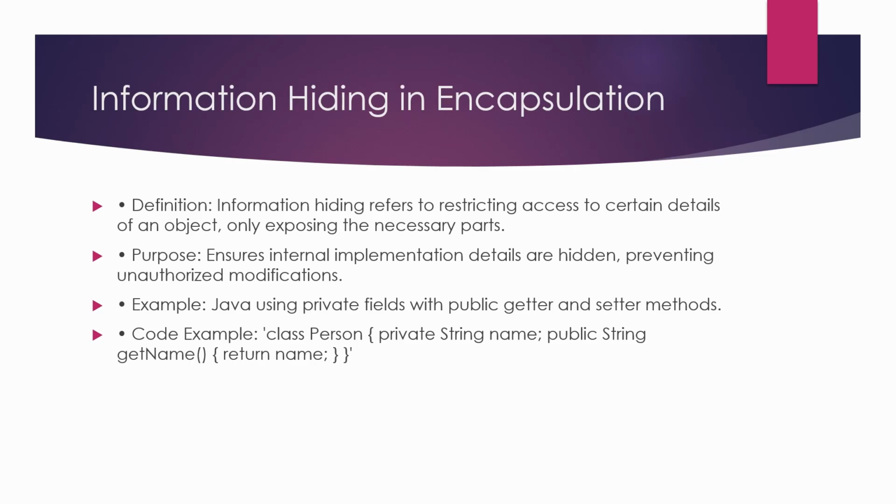Information hiding is an integral part of encapsulation. It involves restricting access to certain details of an object and only exposing the necessary parts. For example, in Java, we make fields private and provide public getter and setter methods, which ensures that external code cannot directly alter the object's internal state.